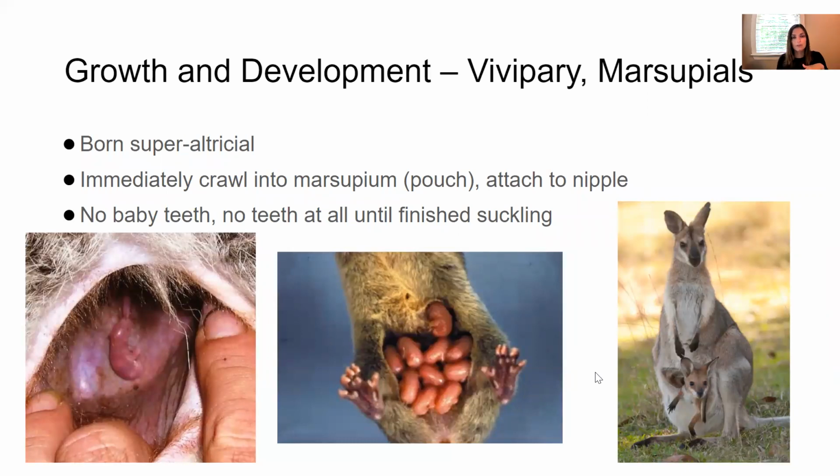Moving on to marsupials. Marsupials are born super altricial. So they really can't fend for themselves. There's really only one, well, maybe 2 things they can do. They can crawl, so they're born and they crawl their way into the pouch, and then they can latch on and they eat and develop, and that's about all they do for weeks on end. They do not have teeth at all until they're finished suckling.